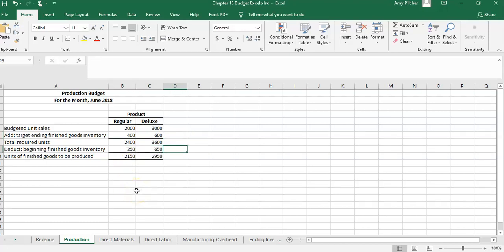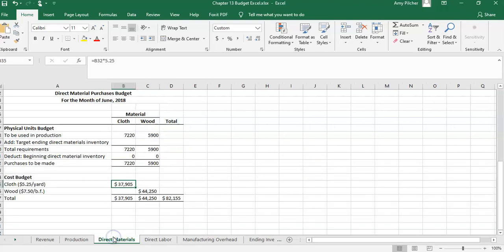Now we have a production budget. In order to meet our sales goals, we need to produce 2,150 units of our regular product and 2,950 of our deluxe. We take those units from our production budget and go to our direct materials budget.